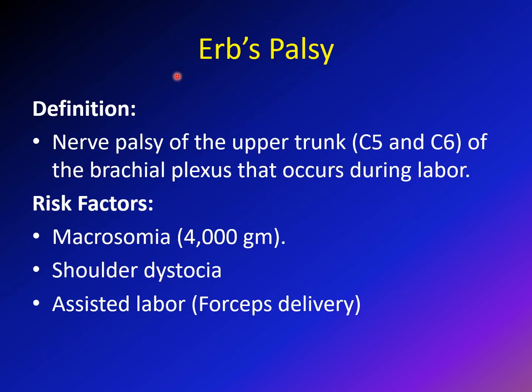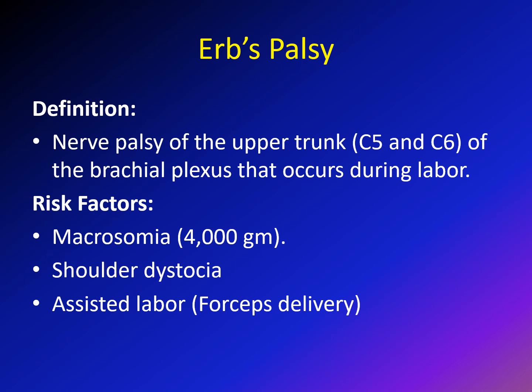So again, what is Erb's palsy? Erb's palsy, as we said, is the nerve injury or nerve palsy of the upper trunk, C5 and C6, of the brachial plexus that happens during labor. So Erb's palsy is a type of obstetric brachial plexus palsy. It happens during labor, and it's the part that affects the upper trunk. There can be other injuries to the brachial plexus, but as we said here, we're focusing on the most common one, which is Erb's palsy.